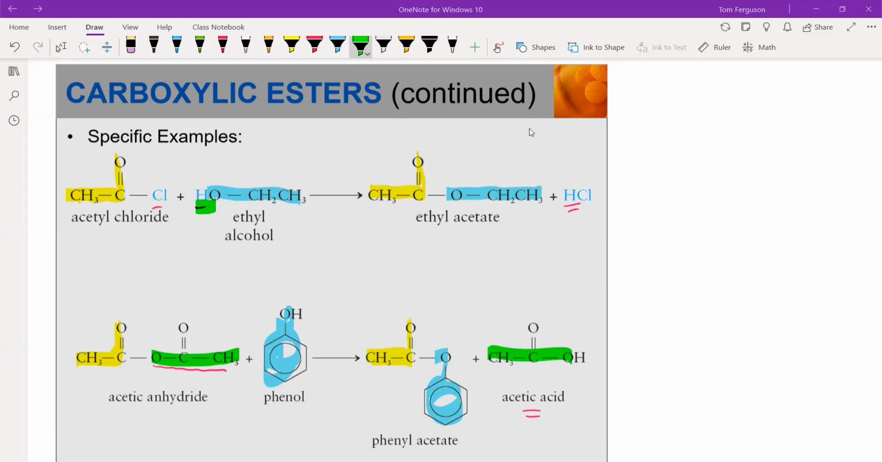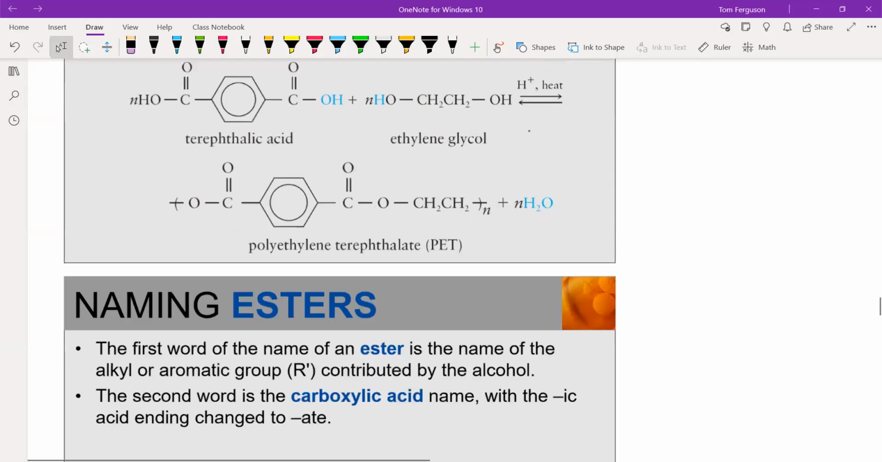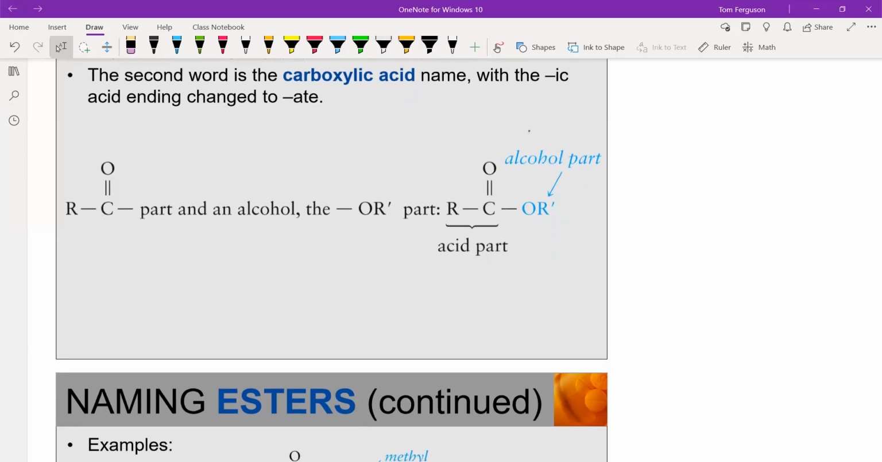Okay, better now? Cool. All right. Okay, so let's talk about naming these guys. I don't know where the slide is on naming. Oh, it's right there.